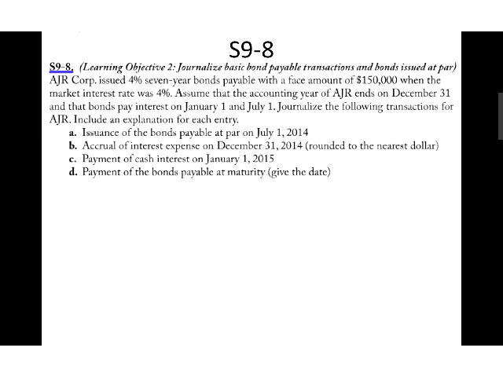So we have a corporation that issued 4% 7-year bonds payable. When it says 4% bonds, that means they're paying 4% per year. 7-year bonds, they mature in 7 years, with a face amount of $150,000 when the market rate was 4%. So they're paying 4%, market rate's 4%, we're selling at par. Assume that the accounting year ends on December 31st and the bonds pay interest January 1 and July 1.